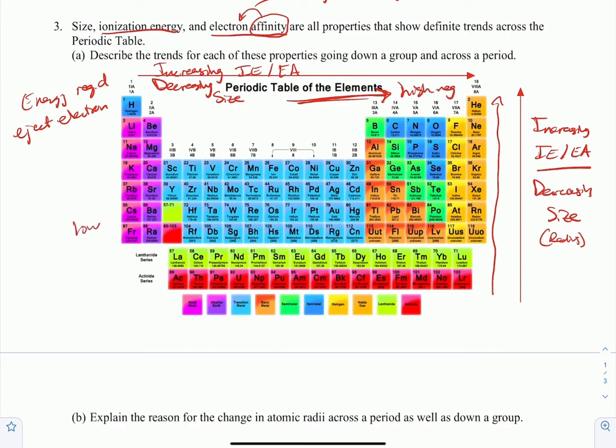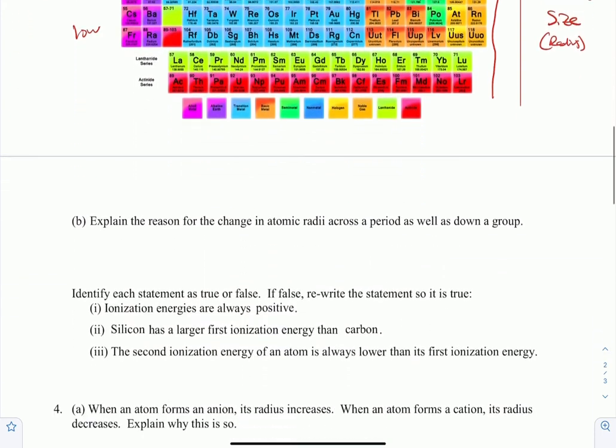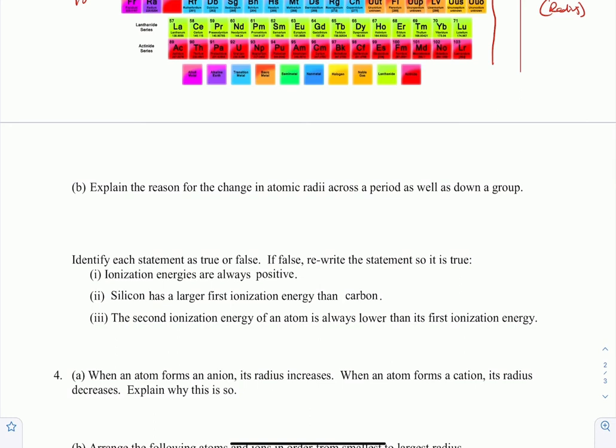All right, and then size is literally just the size of the radius, and we'll get to that here in part B. So explain the reason for the change in atomic radii across a period, as well as down a group.